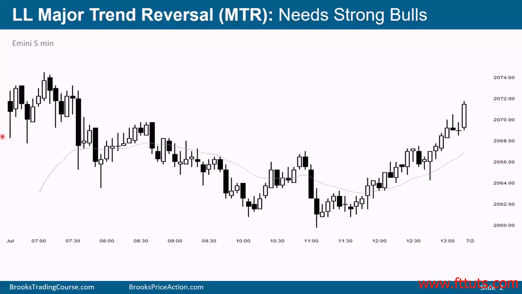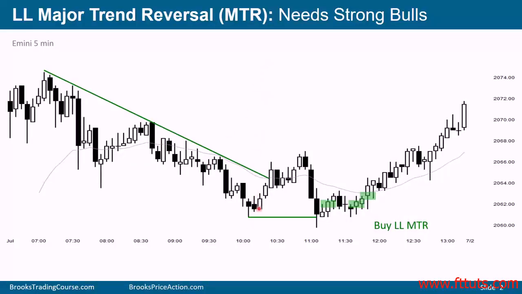When traders are looking for a lower low major trend reversal, they need some evidence that the bulls are strong. Once traders decide that the market's in a bear trend, they assume that every reversal attempt will be minor and lead to either a bear flag and a resumption of the bear trend or a trading range, not a major reversal into a bull trend.